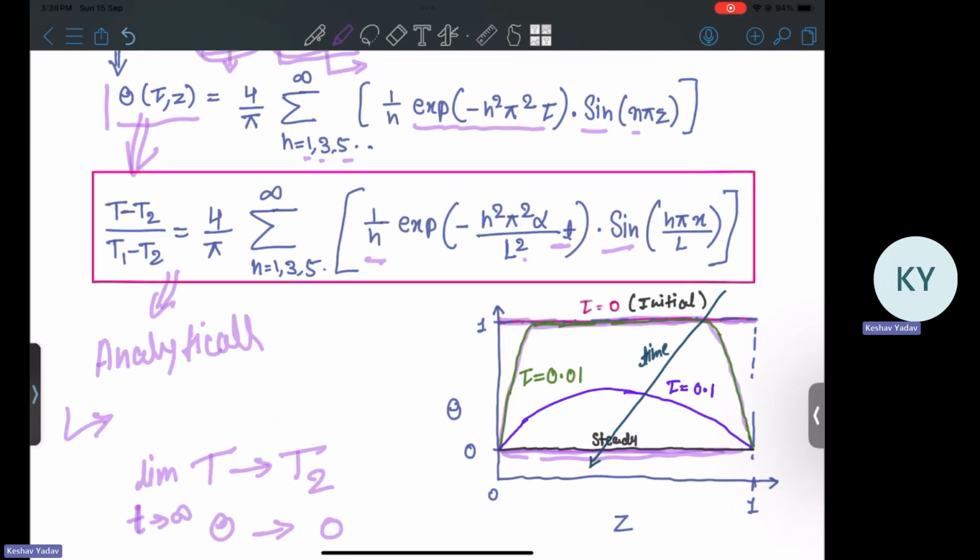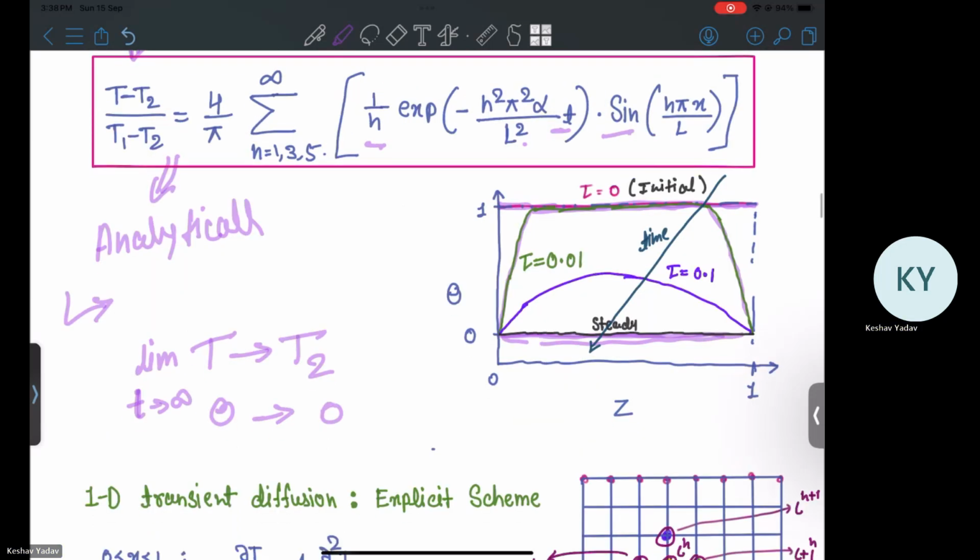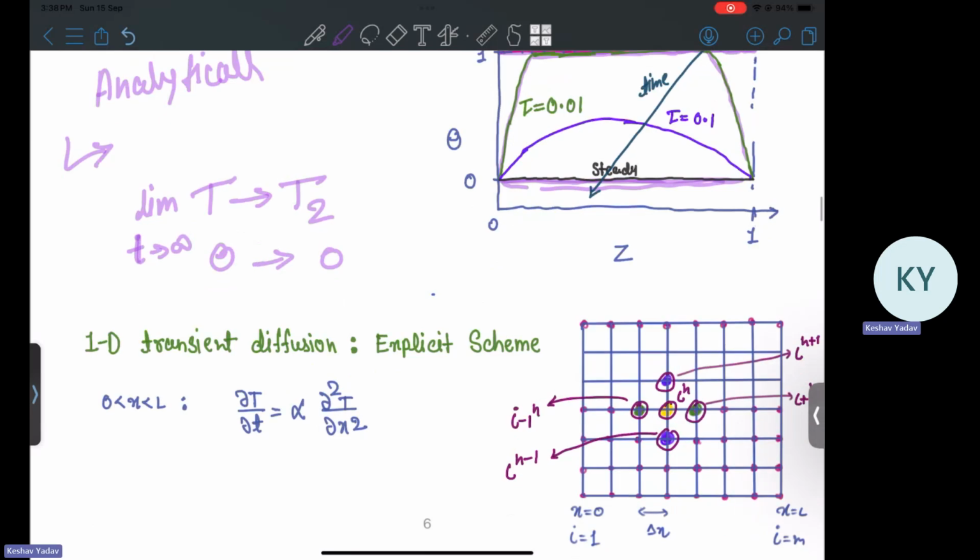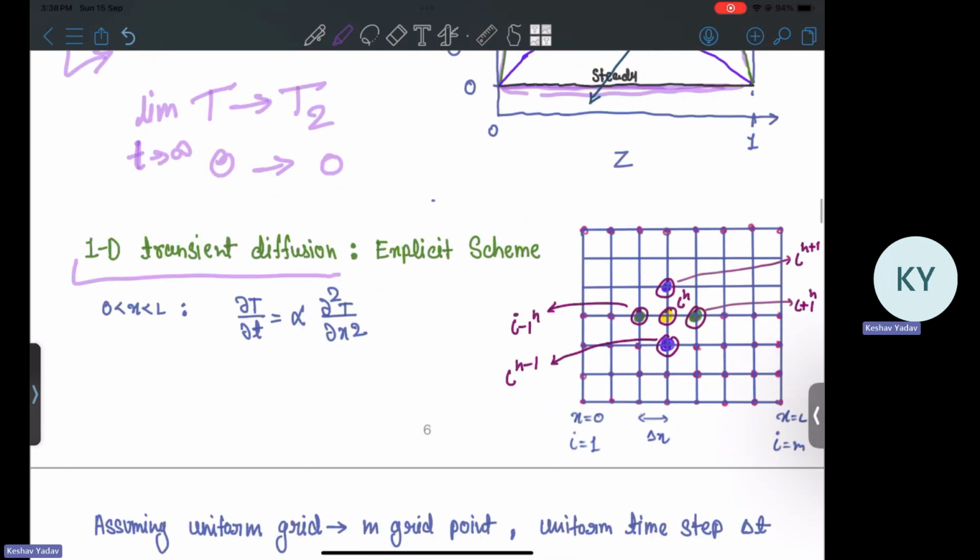Now this is the analytical solution. So what we do now, we will try to solve this problem numerically using the finite difference method. Then, since we know the analytical solution for this case, we compare our numerical result with the analytical solution to have an idea what errors are involved and how my numerical solution differs from the analytical solution. Okay. So let us start this 1D transient diffusion problem using the explicit scheme. Okay. What do we mean by explicit scheme?